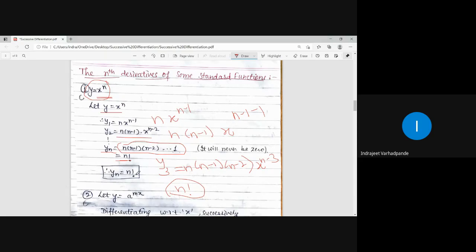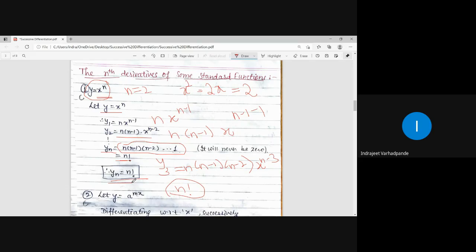Now I can put any value of n. Say n is equal to 2. So what will it be? The function will become x square. What is the first derivative of x square? 2x. What is the second derivative of x square? 2. What is 2 factorial? 2. So I am getting the value as yn is equal to n factorial. I hope this is verified.